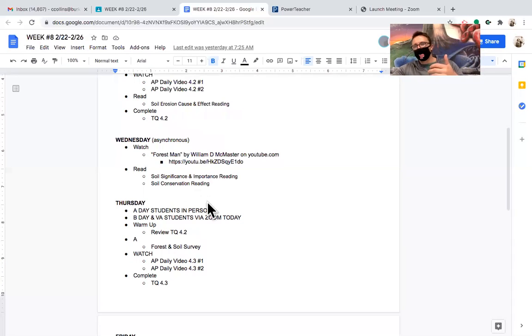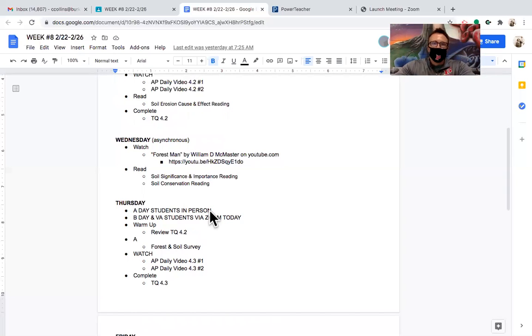And then on Thursday, obviously A-Day students will be doing their forest survey. B-Day students, you guys will be doing a little bit of asynchronous work. And then on Friday, we'll all come together via Zoom and we'll talk a little bit about soil formation, erosion, the properties, and everything like that.